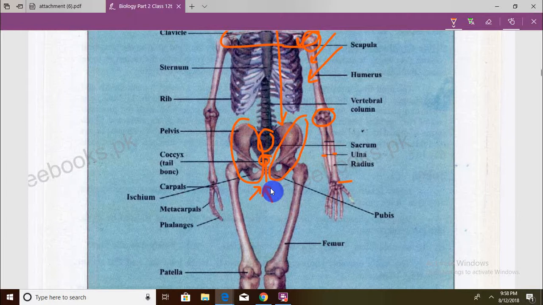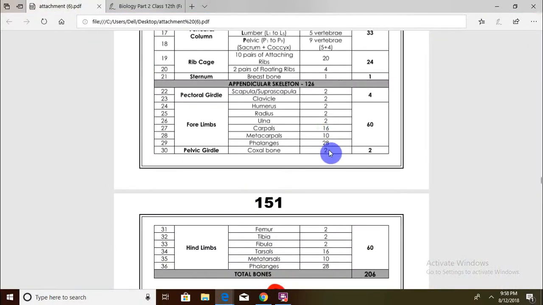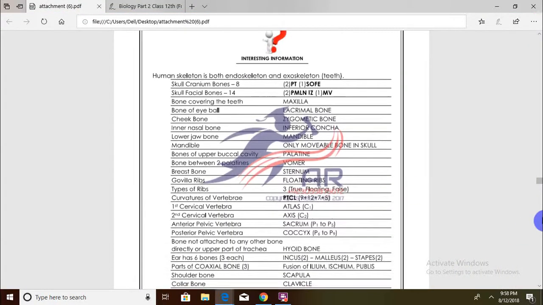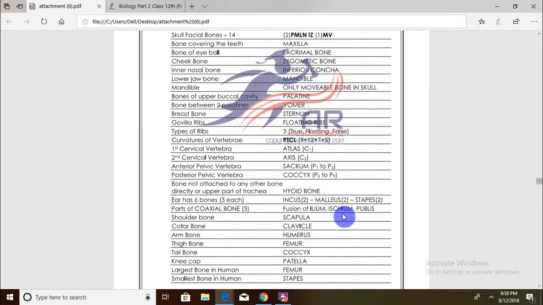Now the coxal bones are actually made up of 3 bones, the ilium, the ischium, and then there is this third one which is the pubis, I think. Let's look over here too. Ilium, the ischium, and the pubis. And a reiteration of what we've said: the shoulder bone is the scapula, the collarbone is the clavicle, the arm bone is the humerus.